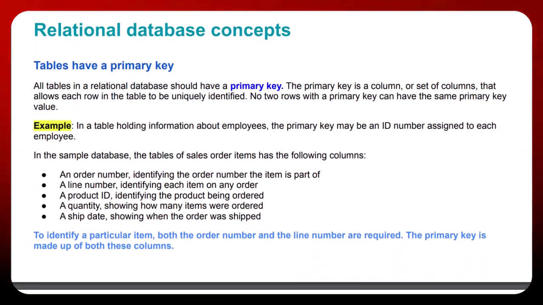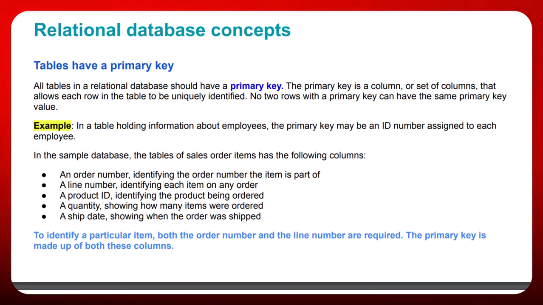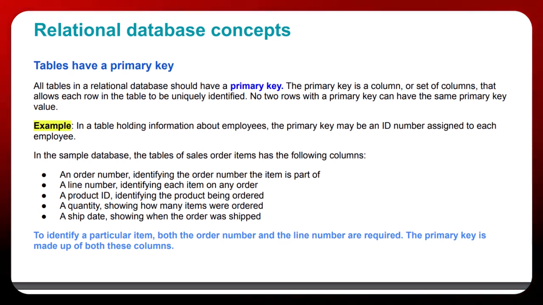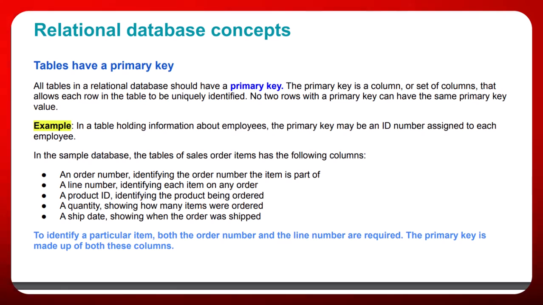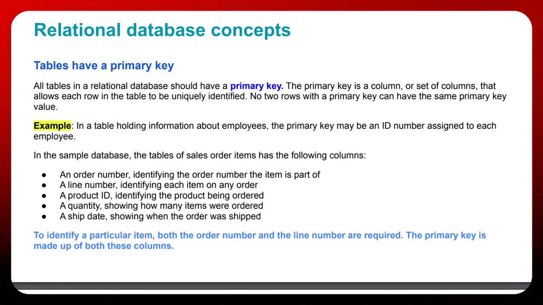To answer the question, let's see first what a primary key is. All tables in a relational database should have a primary key, that's for sure. The primary key is a column or set of columns, might be one, might be two, might be maybe the whole set of columns, depending on the intention of the table, that allows each row in the table to be uniquely identified. No two rows can have the same primary key value. It allows us to make things unique.